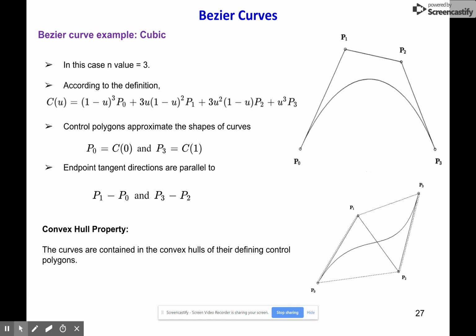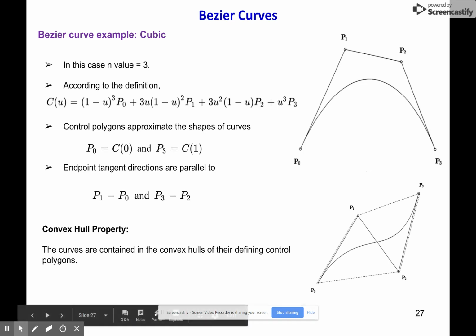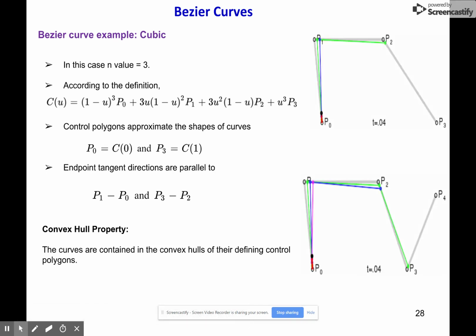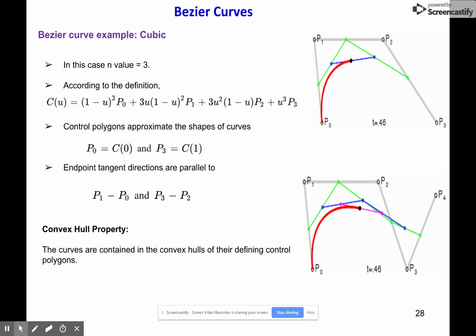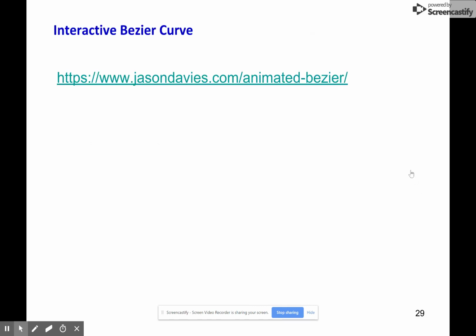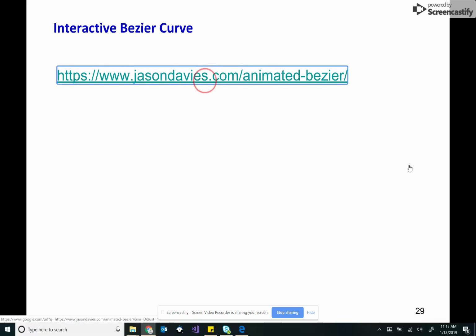We have a basic property here, the convex hull property. When you define a curve, the curve lies inside the polygon, which is called the convex hull property. Again, visually you can see how the curve formation is drawn along with the control polygons and control points. We'll see the animated form of the Bezier curve here.